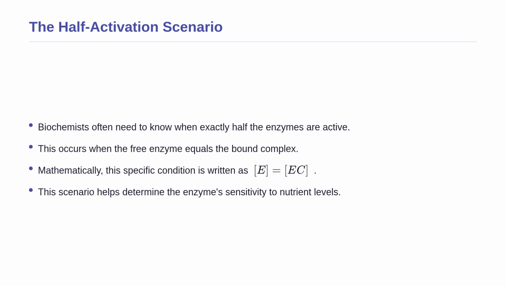For exactly half the enzymes to be active, the concentration of the free, empty apoenzyme must exactly equal the concentration of the fully bound holoenzyme complex. Mathematically, we write this condition as the concentration of E equals the concentration of EC. This simple equality is incredibly powerful.